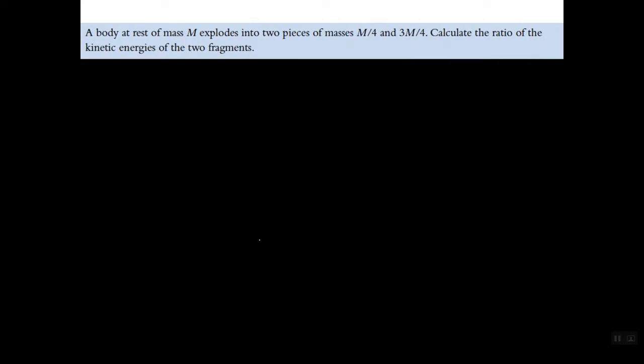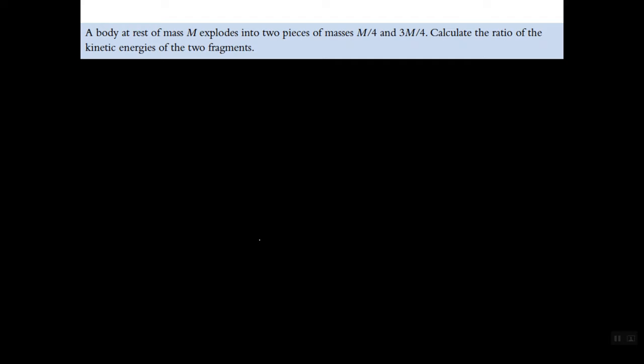Hello, let us continue our momentum and impulse revision. Question 1. A body at rest of mass m explodes into two pieces of masses m over 4, the smaller, lighter one, and 3m over 4, the heavier one. Calculate the ratio of the kinetic energy of the two fragments.